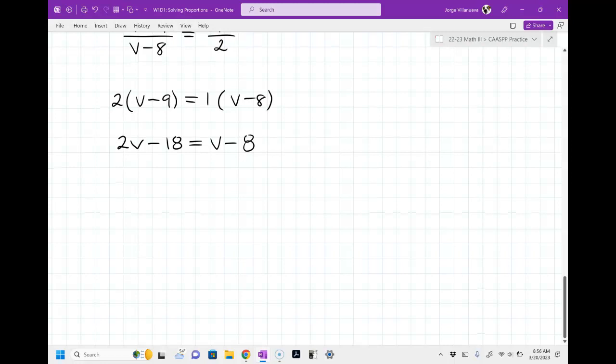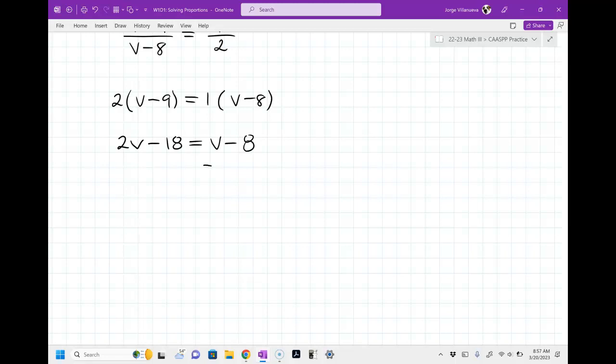Remember, you can do it however you want. If you're looking at your work and your 2 times (V minus 9) is on the right side, that's okay. As long as your 1 times (V minus 8) is on the left, right? Don't do 2 times (V minus 8), then you did it wrong. You multiplied straight across. That's only if you're multiplying with the multiplication in the middle, not with an equal sign.